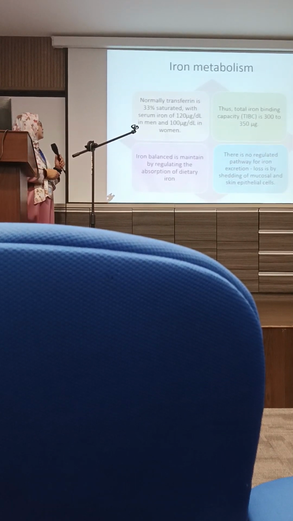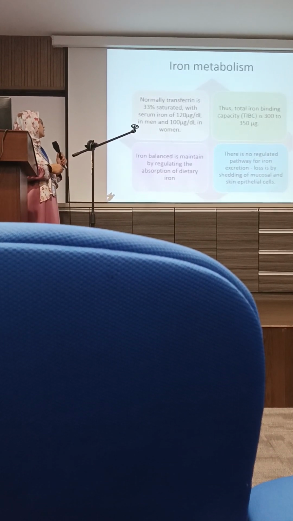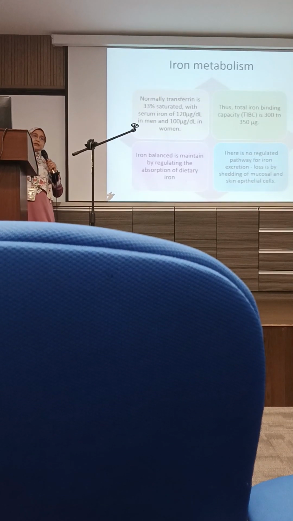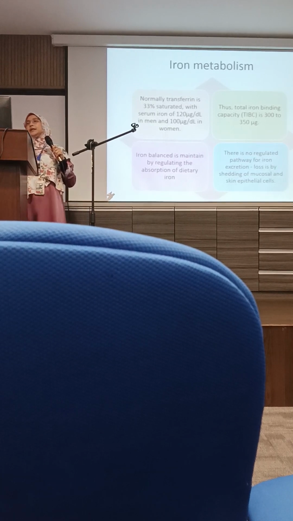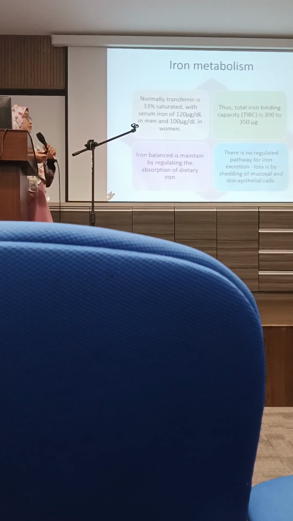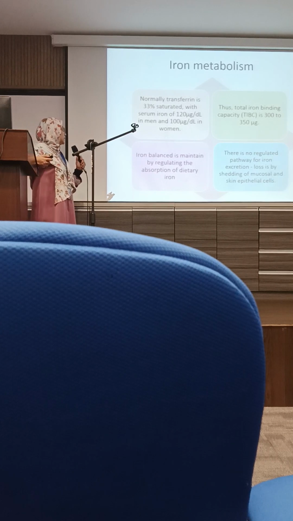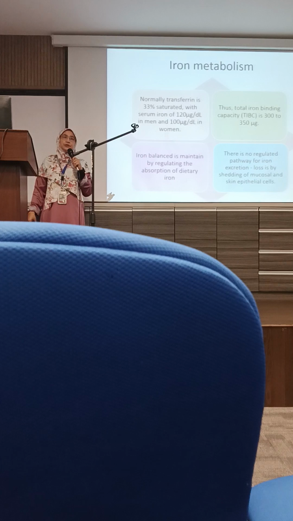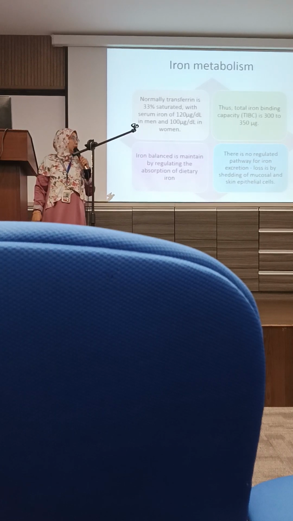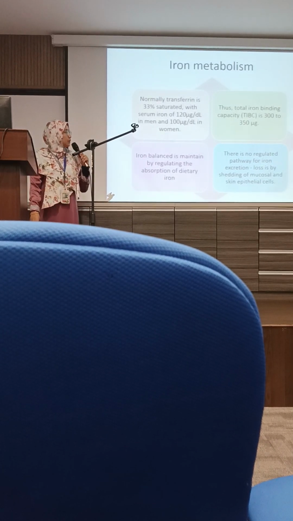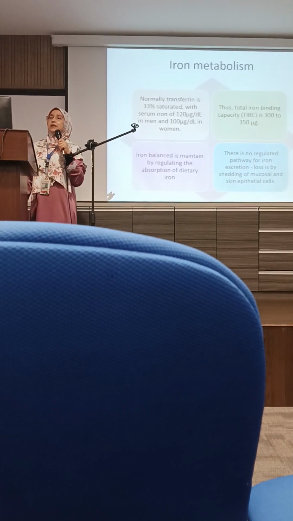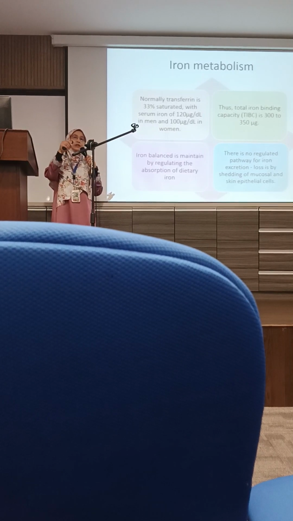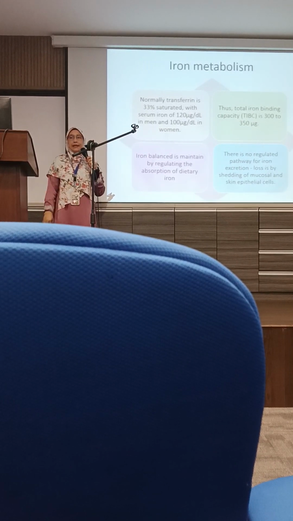So normally transferrin is about 1/3 saturated, about 33% saturated, and the other 2/3 is free. And total iron binding capacity is 300 to 350 microgram. The iron balance is maintained by regulating the absorption of dietary iron. Your source is mainly from diet, and you don't have any regulated pathway for iron excretion. It is mainly lost by shedding of the mucosa, because ferritin is stored in the mucosa, and when you have shedding, you will lose your iron.